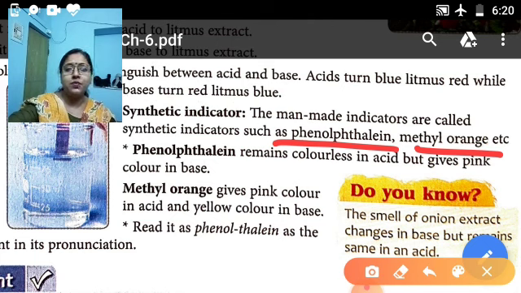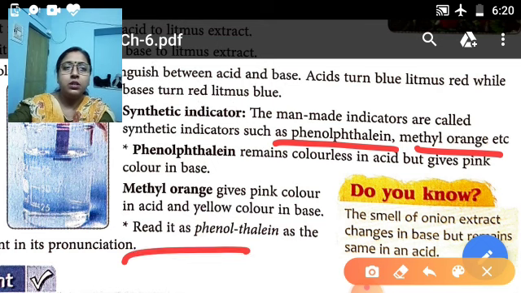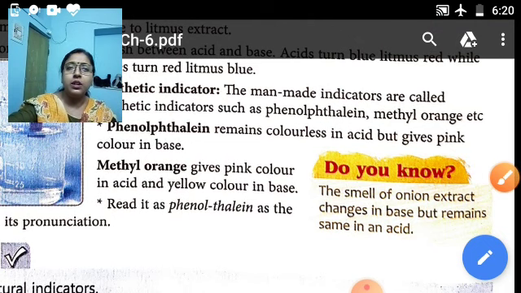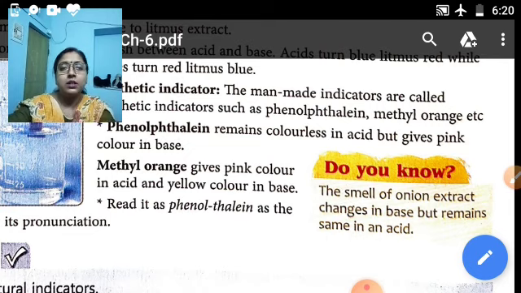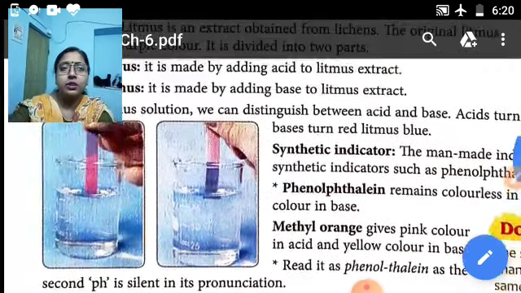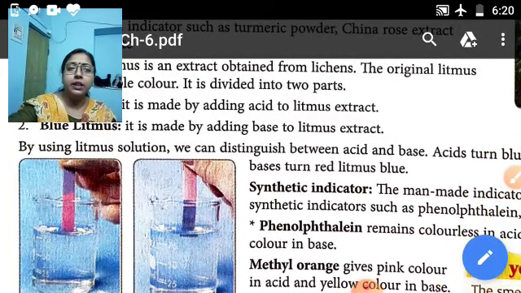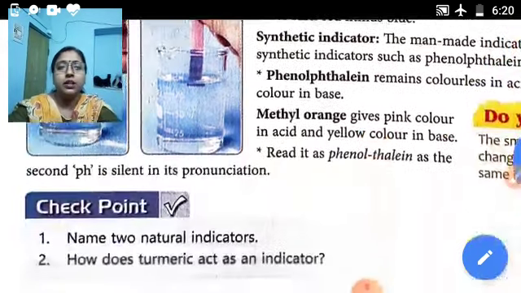So read it as phenolphthalein, as the pronunciation. And do you know the smell of onion extract changes in base but remains the same in acid? Onion extract will change in smell in base, whereas it remains the same in acid. So that is called the olfactory indicators. So there are two types, natural indicator and synthetic indicator.